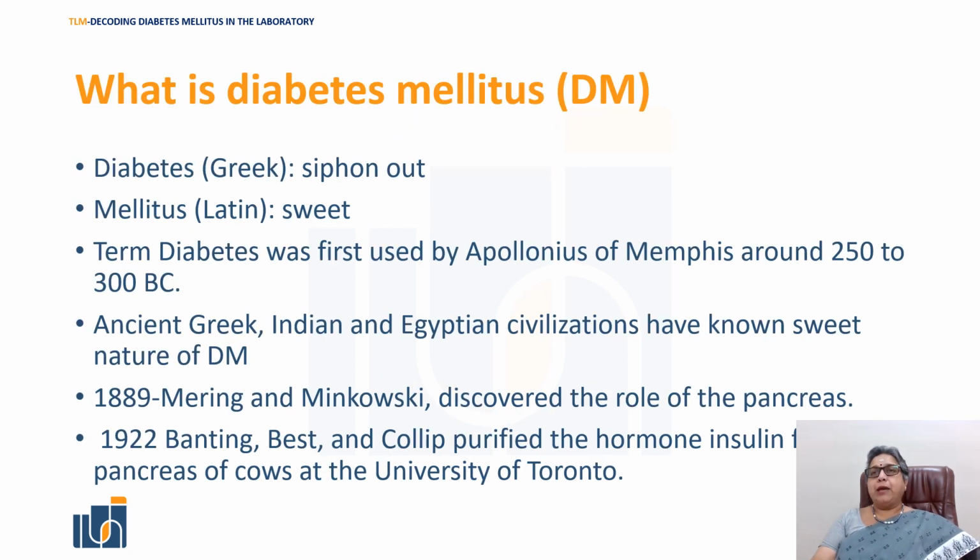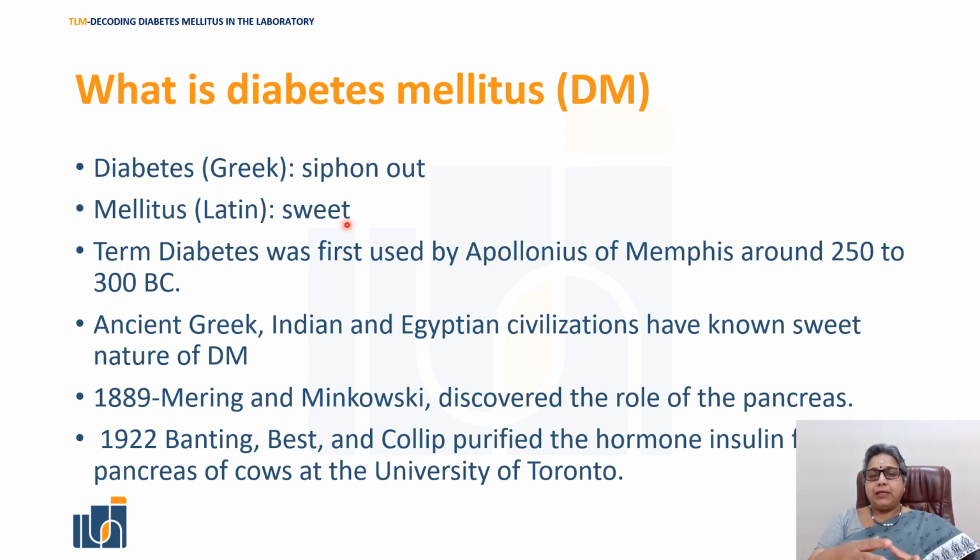So what is diabetes mellitus, or DM as we call it? A little bit about the history. The word diabetes is Greek for siphon out. Siphon out means drain out, pull out, whatever you can interpret it as. And mellitus is the Latin word which means sweet. So there is a sweet something that is being siphoned out of the body. That's what diabetes mellitus means.